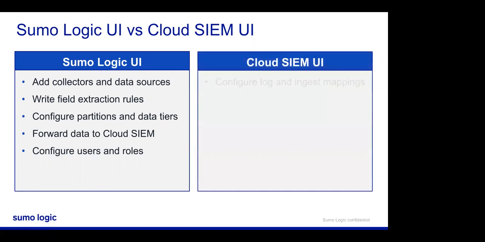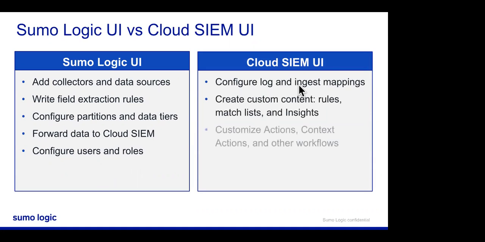Now, as far as administration from the Cloud SIEM environment, we need to configure our log and ingest mappings. So even though we're sending logs into Cloud SIEM, we need to tell it what to do with that data, which fields are important, how to digest those fields. We can also create custom context rules, match lists, and insights. That's under content. We can also customize our actions, our context actions, and various other workflows. That's in our configuration. So again, some of this you do in the Sumo Logic UI, some of this you do in the Cloud SIEM UI.